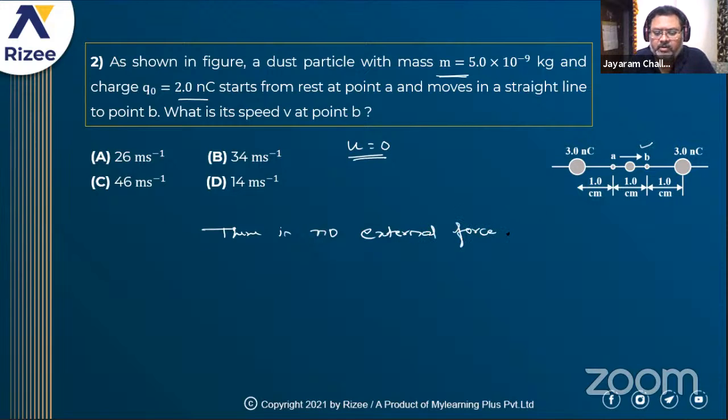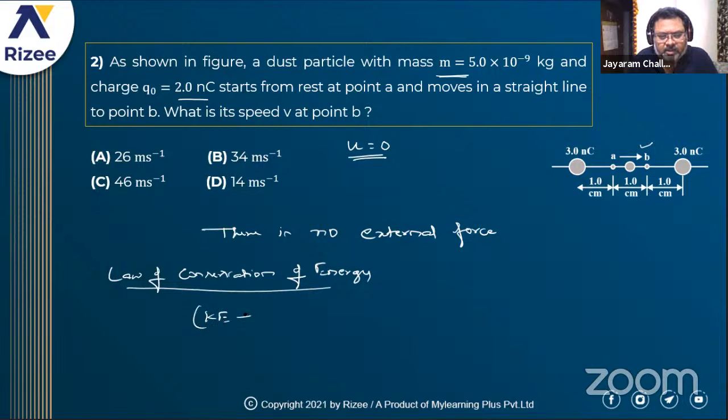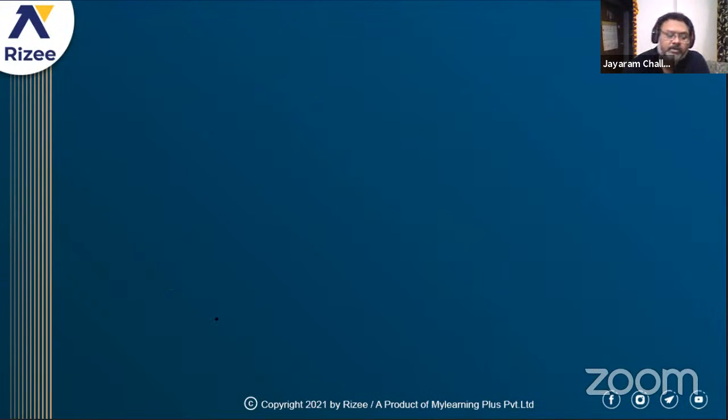Since there is no external force, we can go for the law of conservation of energy at point A as well as at point B. So kinetic energy plus potential energy at point A should be equal to kinetic energy plus potential energy at point B. Since the initial velocity is equal to 0, kinetic energy at location A will be 0, starting from rest.